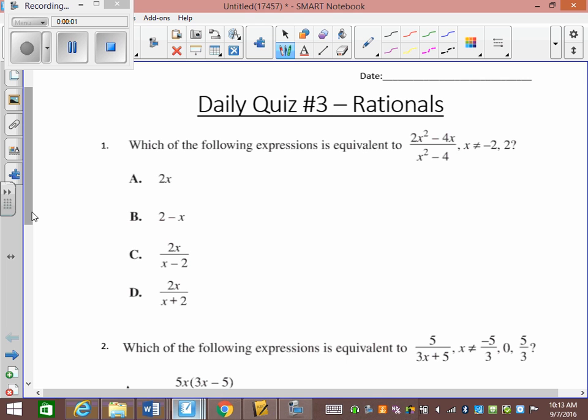Always mean that you have to take it out of every single term. Equivalent can also mean if you simplify as well, you still get the equivalent. So on the top I can take out 2 and an x, and I'm left with x minus 4. Nope, I'm left with x minus 2.